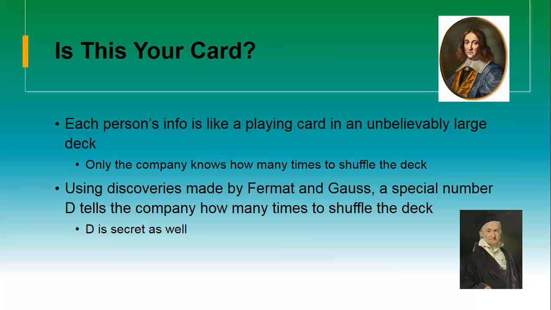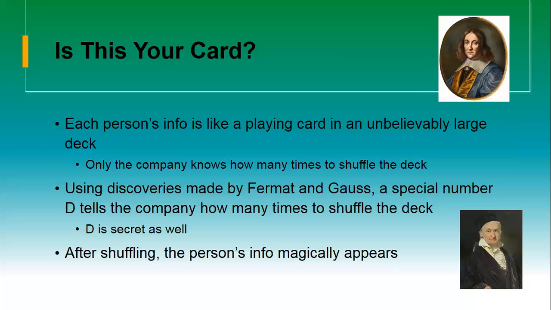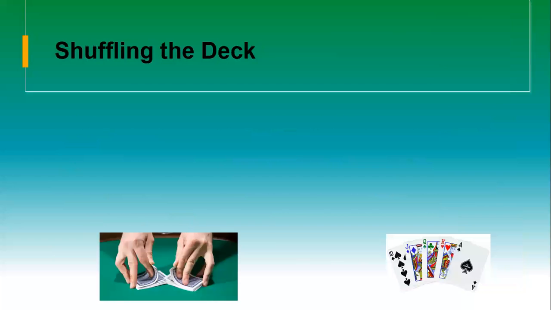So they use discoveries made by Pierre de Fermat, on the top right, and Carl Friedrich Gauss, on the bottom right. There's a special number represented by D, which tells the company how many times to shuffle the deck, and D is a secret. I will explain how D is found later using prime factorization. After shuffling the deck D times, the person's info magically appears, keeping your info safe.